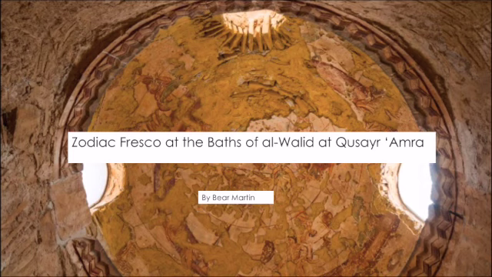This is the Zodiac Fresco at the Baths of Al Waleed at the Qasar Amar by Behrman. Today I will be discussing the bathhouse itself a little bit, going to the very basic history, where it's located, what year it's from, who it's for, and then I will be talking about the murals that are inside the building as we move through the building towards the Zodiac Fresco.